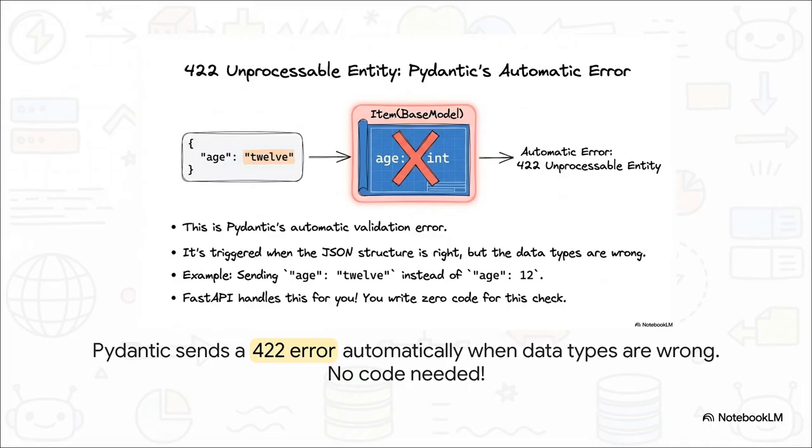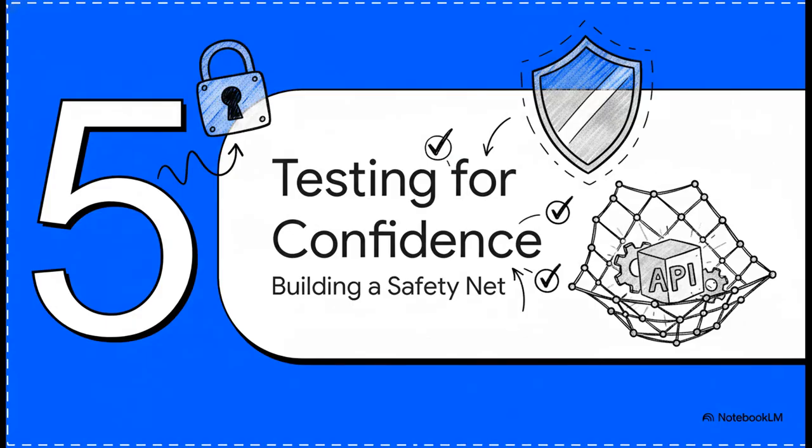And guess who's back to save us even more work? Our friend, the data police, Pydantic. If a user sends JSON where the structure is right but the data types are wrong, like sending the word 12 for an age that should be a number, Pydantic automatically rejects it. It sends back a 422 unprocessable entity error for you. You have to write zero code for this to happen. It's just brilliant.